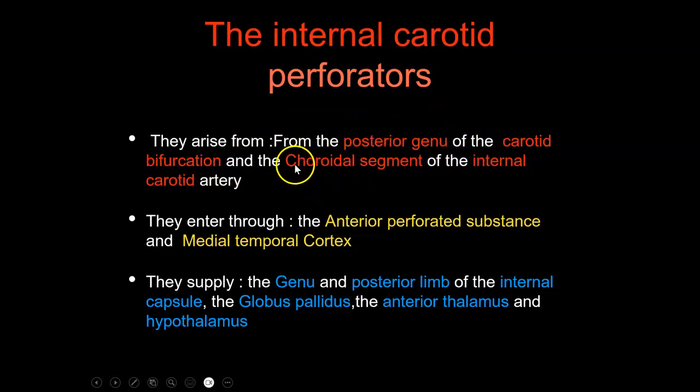bifurcation, also the choroidal segment, between the origin of the anterior choroidal artery and the bifurcation of the internal carotid. And they enter the anterior perforated substance and medial temporal cortex, as we'll see, and they supply, again, as we said, the internal capsule, the corona radiata, the anterior thalamus, the hypothalamus, and the lentiform nucleus.